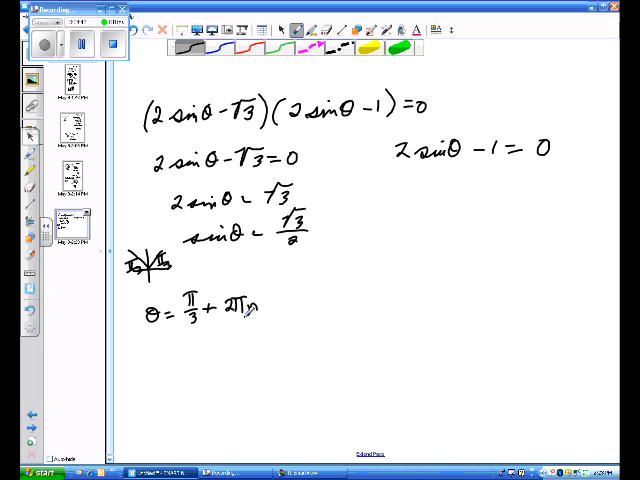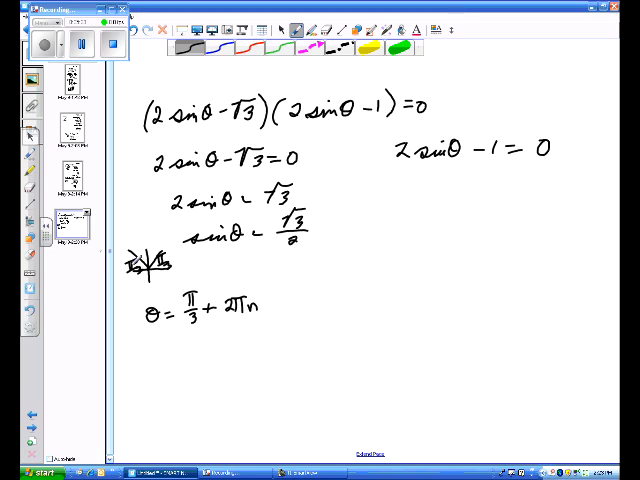So if n is 0, then it's pi over 3 plus 0, which is pi over 3. If n is 1, well, it's pi over 3 plus 2 pi, and so that would be 7 pi over 3. If n's 2, then we went around once, we went around twice, and then we went pi over 3 more. We could even have it as a negative integer, which would give us our angle rotating in a negative way. Okay, that's if it's in quadrant 1.